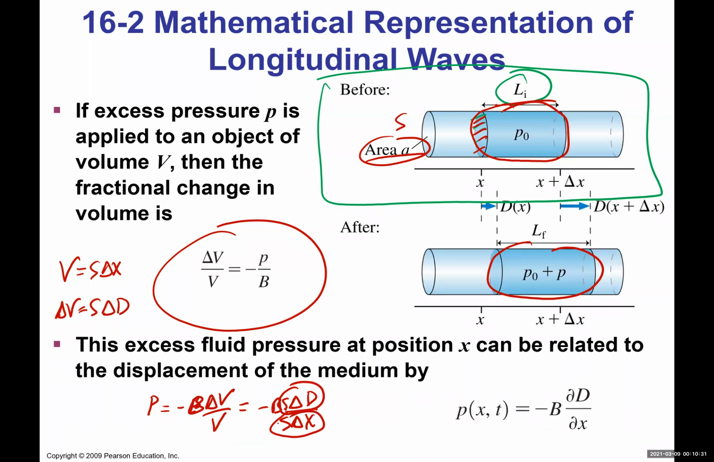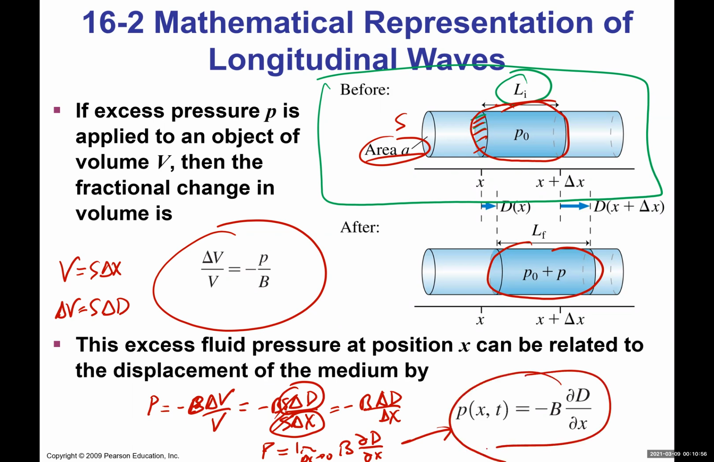Well, from here we can then cancel the S, and we have negative B delta D over delta X, and then we take the limit. So P is equal to the limit where delta X approaches 0. Then this becomes negative B times the partial derivative of D with respect to X. And that's basically what we have over here. So negative B times partial derivative of D with respect to X.